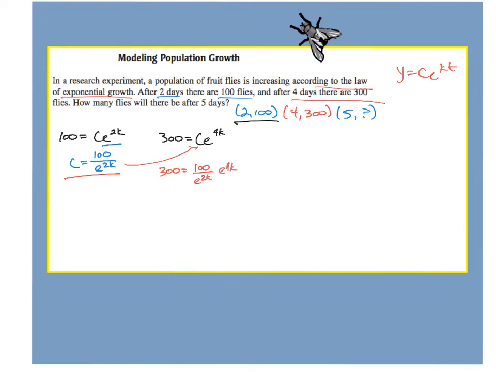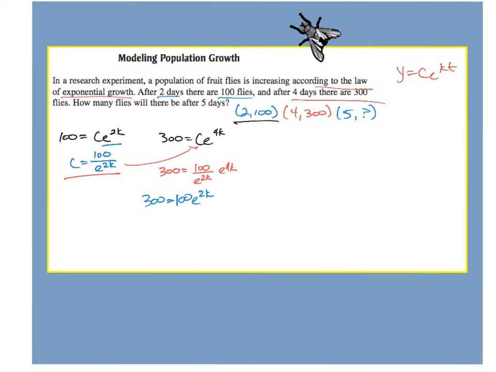Now, e to the 4K over e to the 2K is how much? What do you do with those exponents? You subtract them. So when you subtract them, I'm now left with what? E to the 2K. Can I divide by 100 as well? You cool with that? We'll do it in 2 steps. So now I have 300 is equal to 100 e to the 2K.